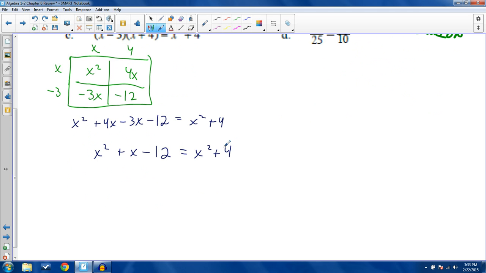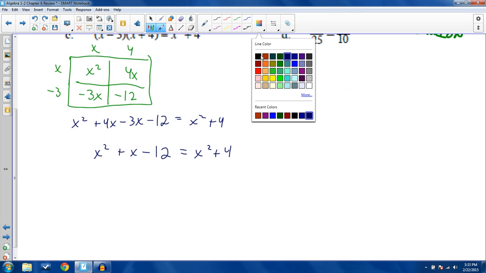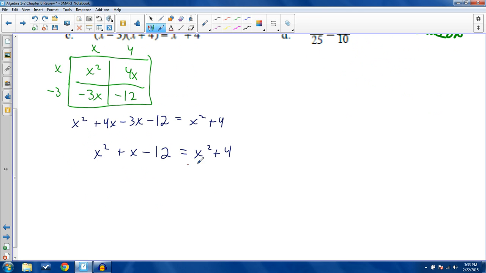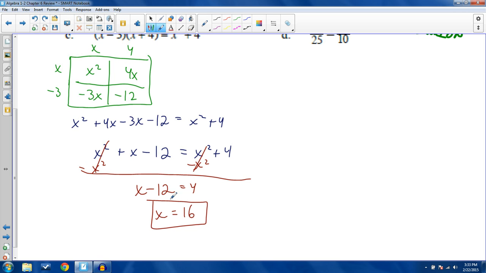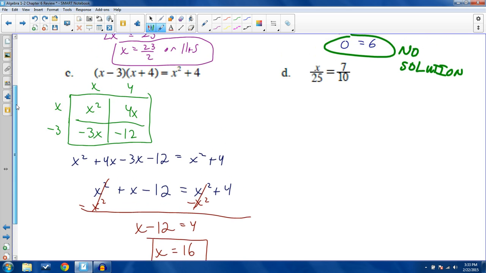Okay, good news about these: the x squareds cancel out. Subtract x squared from both sides, they are gone. Let's rewrite that from there and make it a little cleaner. x minus 12 equals 4. Add 12 to both sides, we get x equals 16. You can double check that.